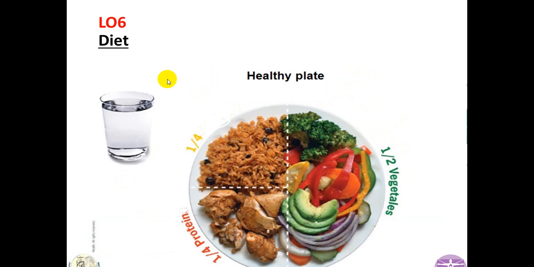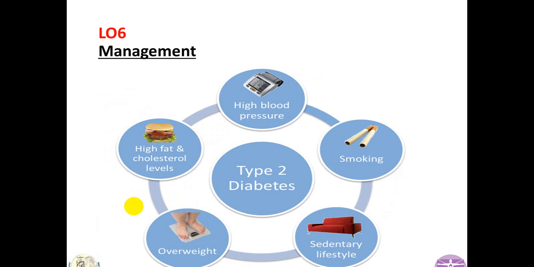Let's start with the diet. This is an example of a healthy plate for a patient with type 2 diabetes or type 1. So usually we ask them to divide their plate into the following. Half of the plate in the form of vegetables, 1/4 of the plate in the form of carbohydrate like rice or bread, and 1/4 of the plate in the form of protein like meat or eggs, and a cup of water, and probably a piece of fruit.